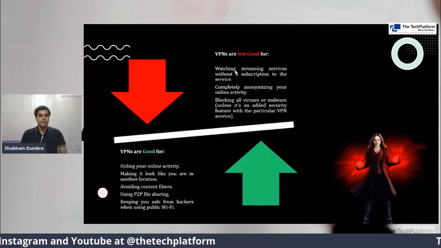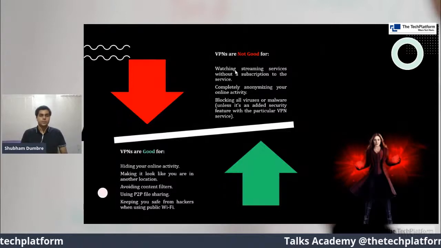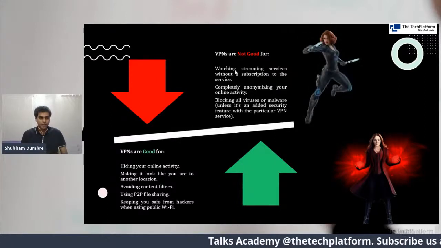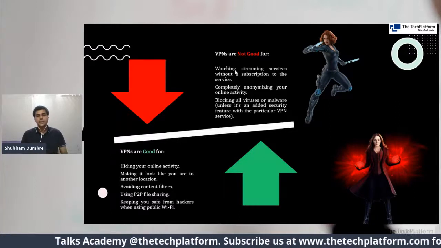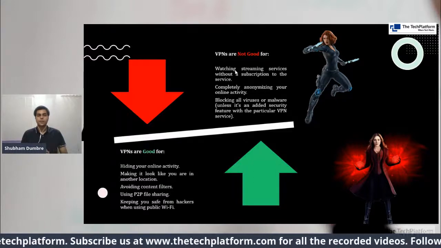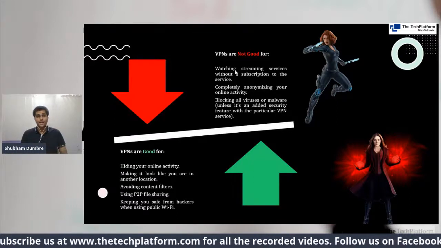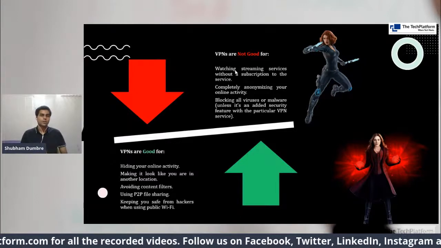Next, what VPNs are good for and what VPNs are not good for. Let's understand this in detail. VPNs are good for hiding online activity. That's one thing that is very primary. Second, making it look like you are in another location. So the first good thing about a VPN is that it is good for hiding your online activity. Secondly, it is good for making you look like you are in another location.